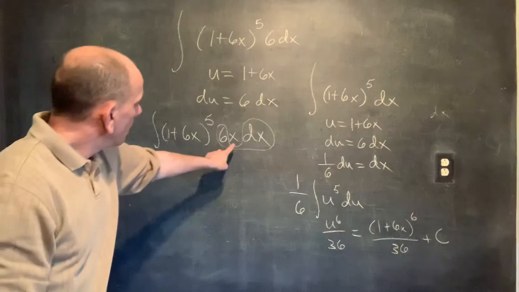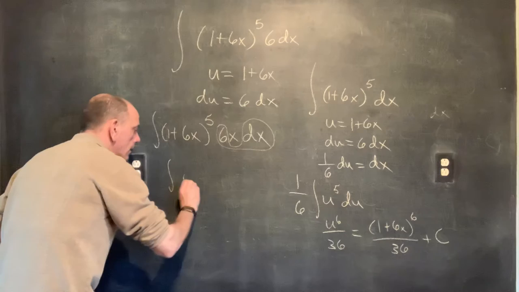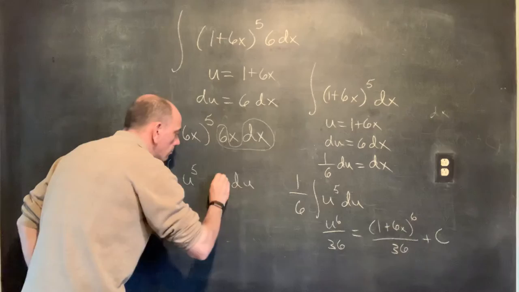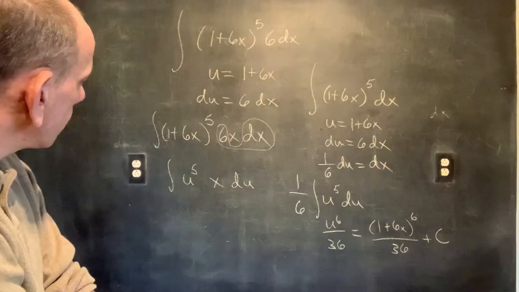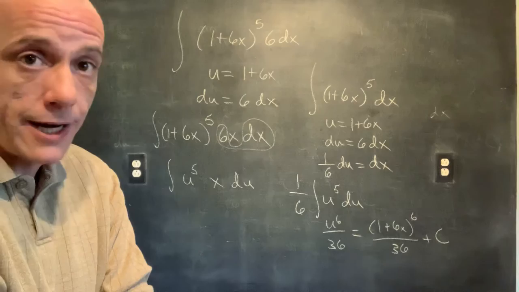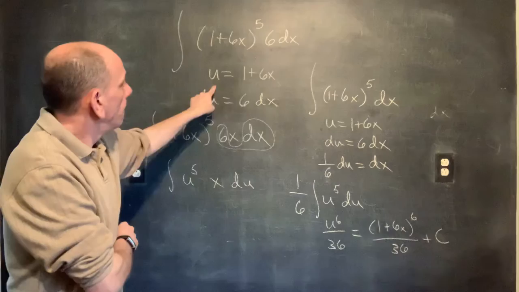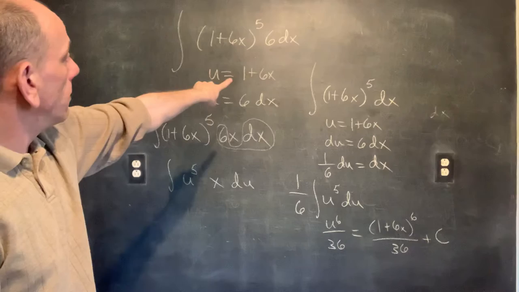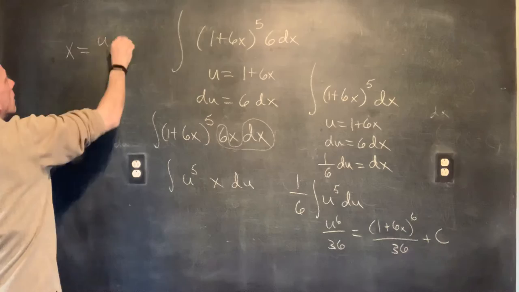Fine. But I have this x. Well, right now, if I did my sub, I can sub for this. That's u to the 5th. The 6 dx, that is du. But I have this extra x that's chilling out there. Now, does that bother me? No. Why not? Well, because I have the link between u and x. I defined that link. I made it up, right here. So x must be u minus 1 over 6. I'm just solving that for x.